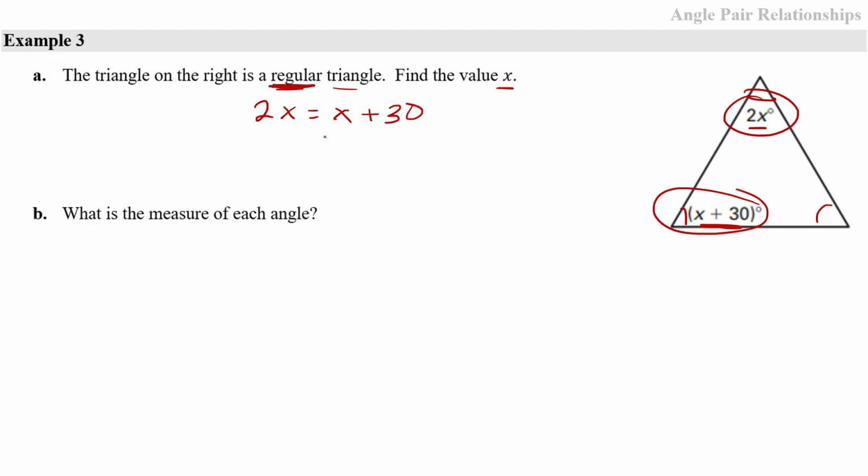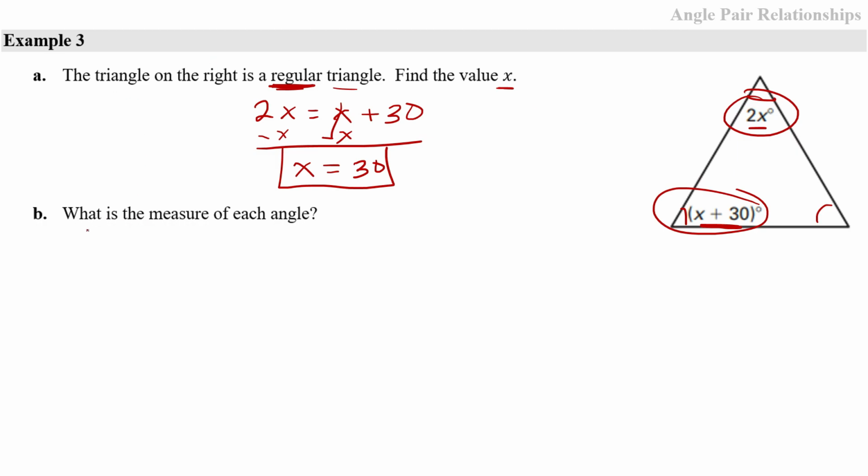Then if I do my algebra, subtract the x to get rid of the x and bring it to the left side, then 2x minus x is equal to x, or 1x. You don't have to put the 1. Bring down the 30, and you get that x equals 30. So that's the answer for letter A.